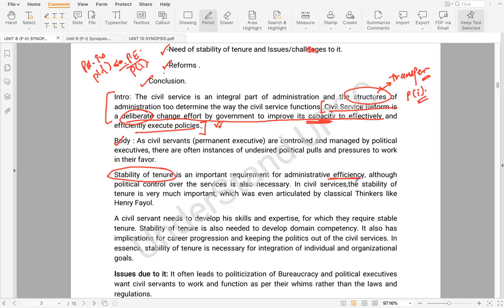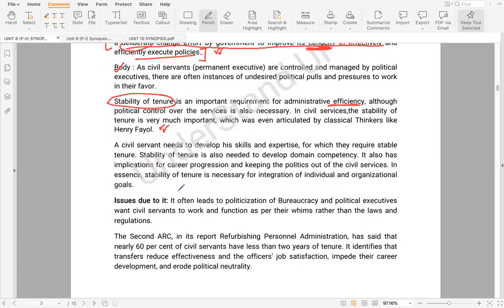In civil services, the stability of tenure is much more important, which was even articulated by thinkers like Henri Fayol, right? You can try to link the thinkers in terms of stability of tenure. A civil servant needs to develop his skills and expertise, for which they require stable tenure. Stability is also needed to develop the domain competency. You can also try to mention the second ARC here, where they're talking about the need for a functional classification, right? In terms of their domain expertise.